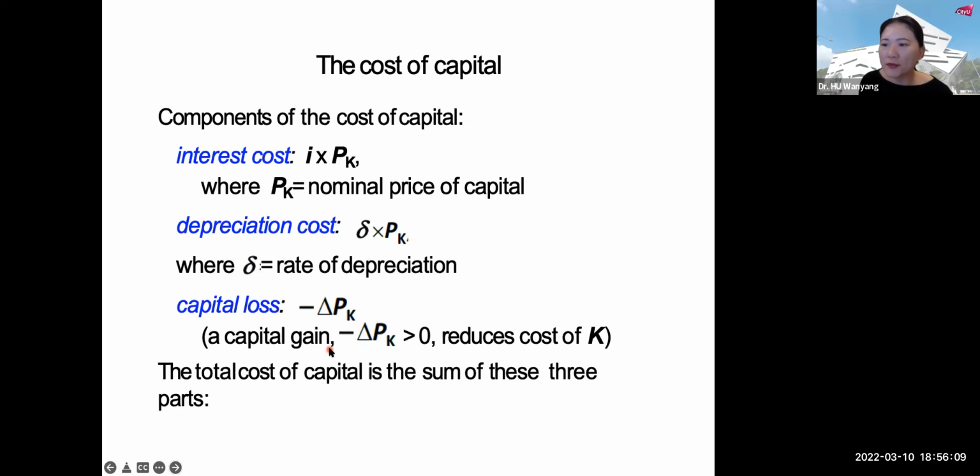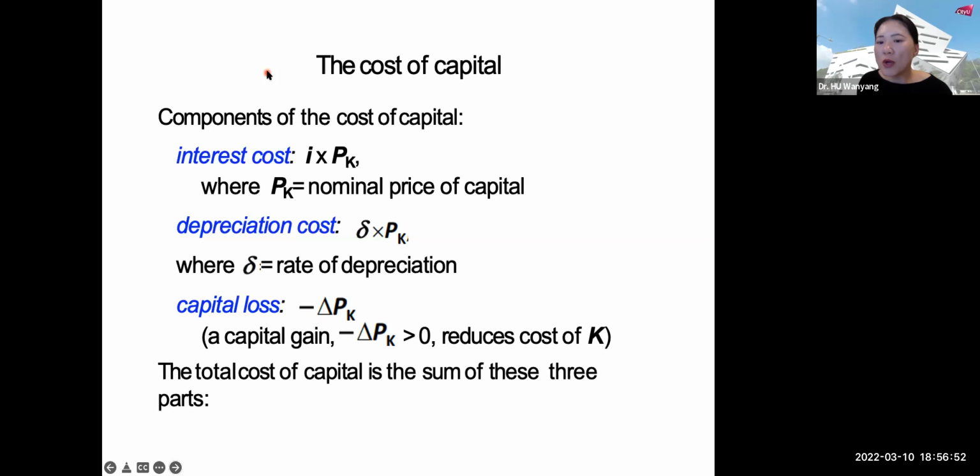And you also have some capital loss. In fact, we actually look at the capital gain: delta multiplied by the nominal price of the capital is the capital gain. But if we look at the loss, we add a negative sign. This will reduce the cost of the capital.